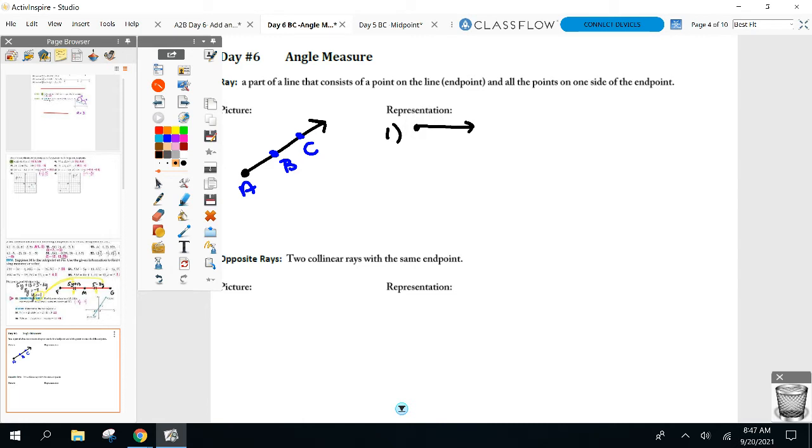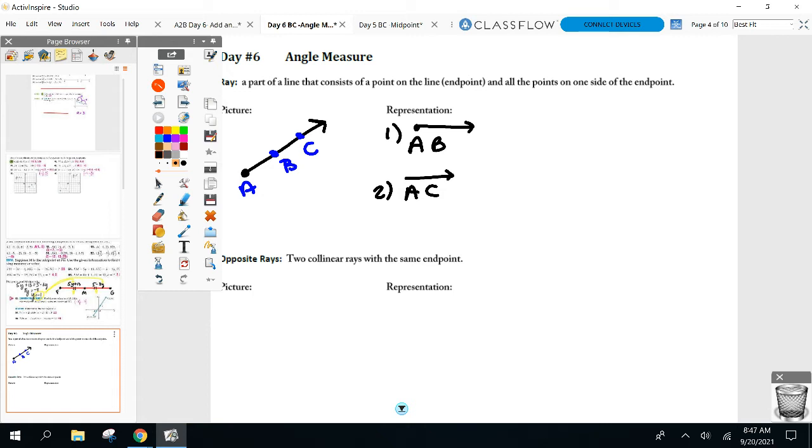Here's the catch though. Order matters. Remember, if you do line segment AB, it's the same thing as BA, right? Order matters now with the ray. You have to put the endpoint first. So this is ray A, and now from here you can put any of the points on there. Ray AB. This could also be ray AC, but it cannot be ray BC. That's a different ray. You have to start with the endpoint of the ray. All good?